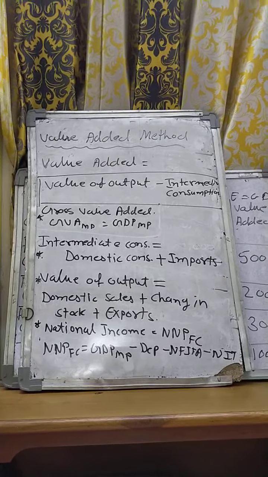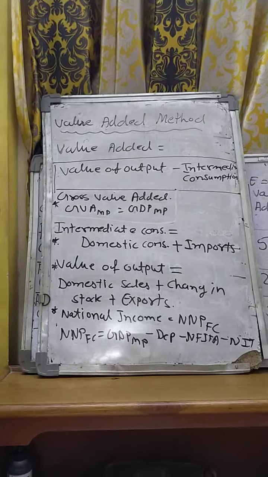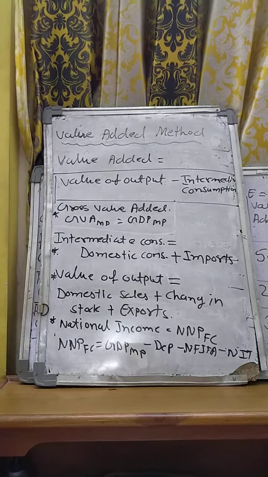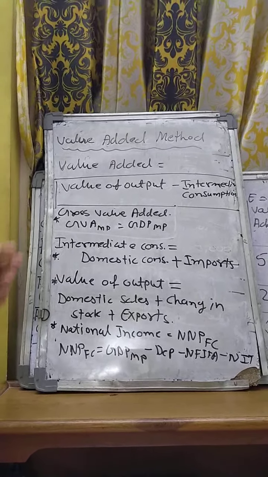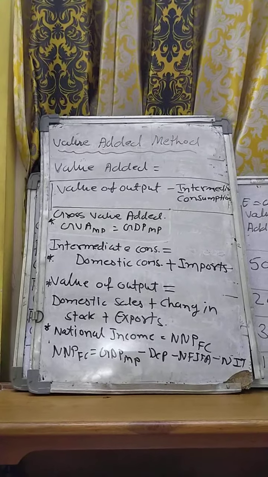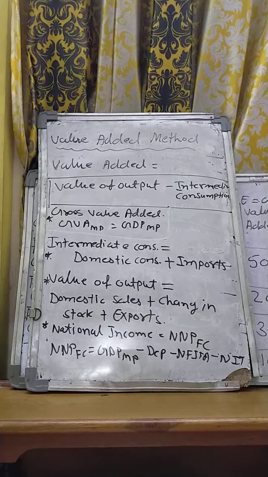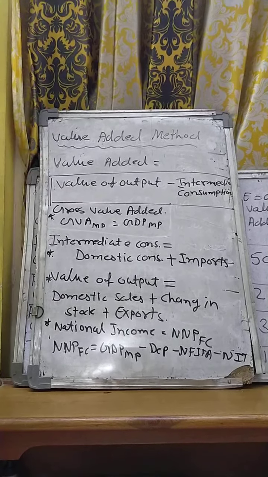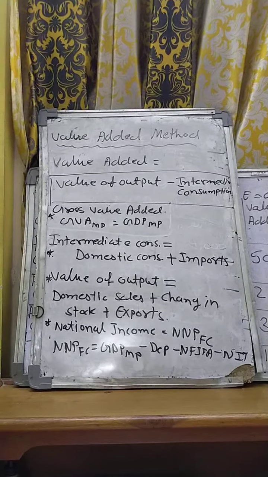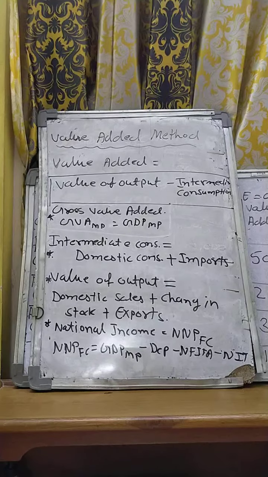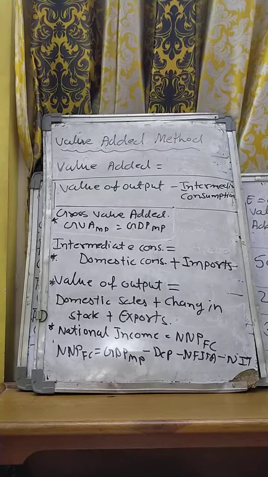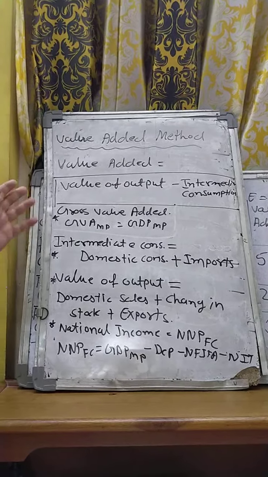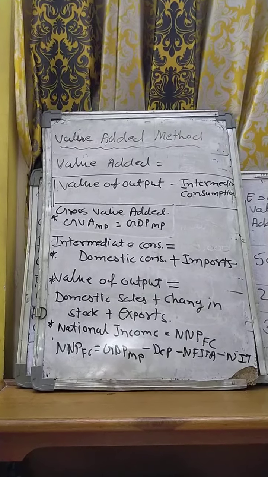Evening students. In the previous video I already taught you the value added method. It is a part of the measurement of national income. There are three methods of calculating national income. First is the value added method, second is the income method, and third is the expenditure method. In the previous video we already discussed the value added method. Here is a short recap.